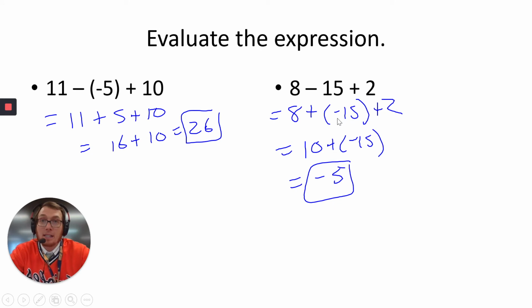15 minus 8 would be 7, but it's negative because the bigger number is negative. And then after you find that number, then you would add 2 to it. And when you're looking at that situation, that would be a negative 5 as well. So when you're looking at these numbers, you can choose what you want once you make it addition. That's the key of keep, change, change.